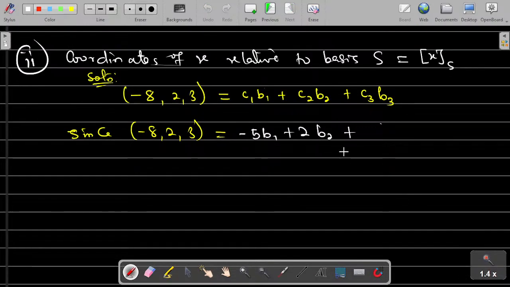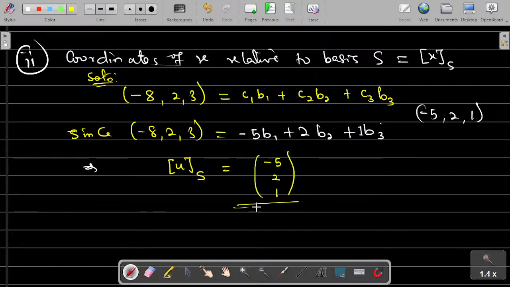Yeah, c3 as 1. So you have b3, so just 1 will be here. You can leave it there. So that invariably means that if we pick out these coefficients, which is going to give us 5, minus 5, then 2 and 1. So just put this in a column vector. If you do that, you would get, therefore, that your coordinate of x with respect to the basis s is equal to your vector minus 5, 2 and 1, and that is your solution.